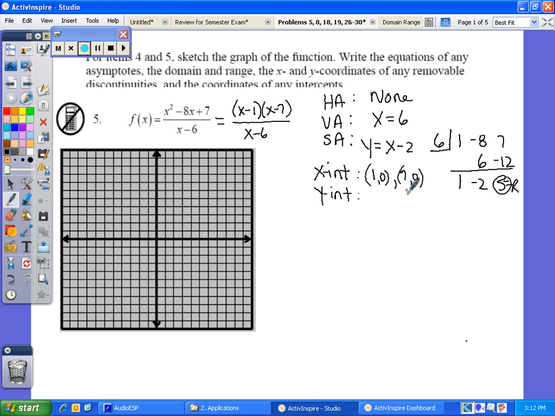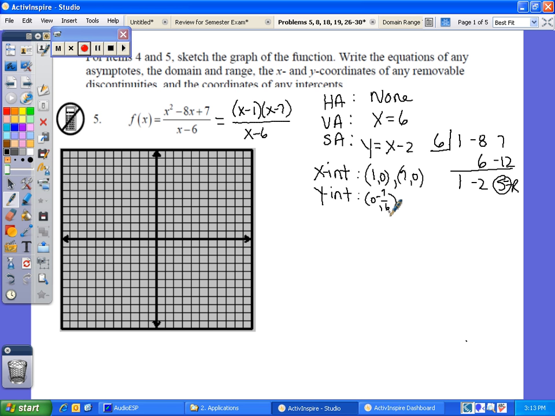Where does the graph intersect the y-axis? That will occur when you let x be 0. So x is 0 would give me my y-intercept. Let x be 0, and if you use your factored form, that helps work the problem out quicker, I think. So 0, 0, 0, that'd be negative 1 times negative 7 is positive 7 over negative 6. So that would be a negative 7/6, or negative 1 1/6.